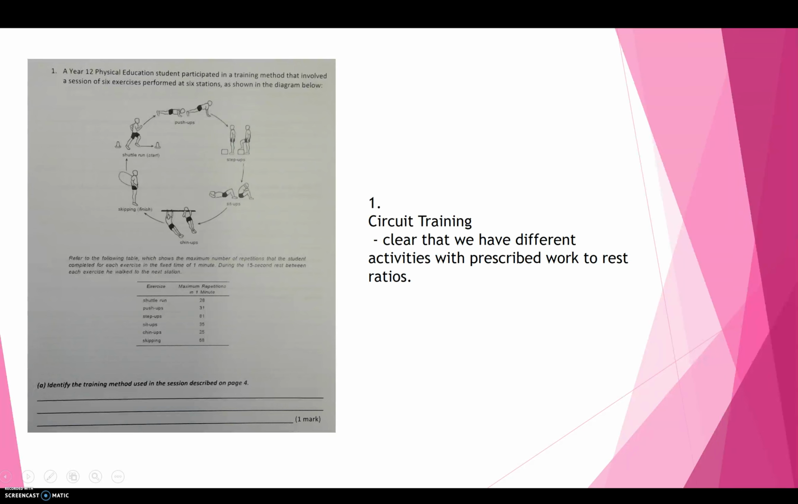They talk about looking at the maximum number of repetitions they can get in a fixed time of 1 minute, with a 15-second rest, so a fixed work to rest ratio, and they give you the exercises down below here: the shuttle runs, push-ups, step-ups, sit-ups, etc. So identify the training method used. Fairly simple, circuit training. Clear that we have different activities with a prescribed work to rest ratio.